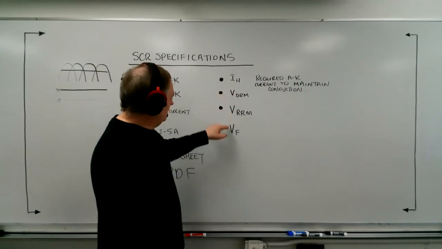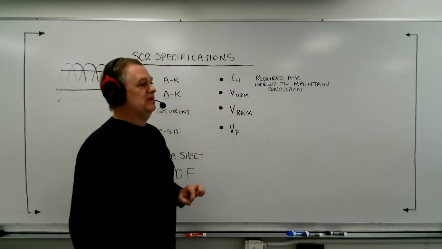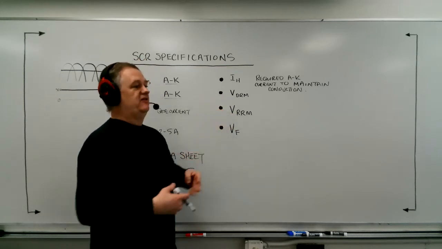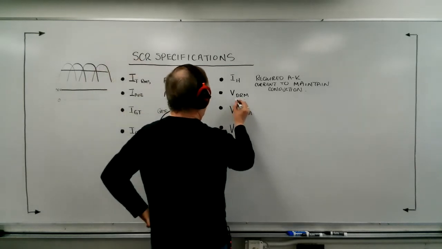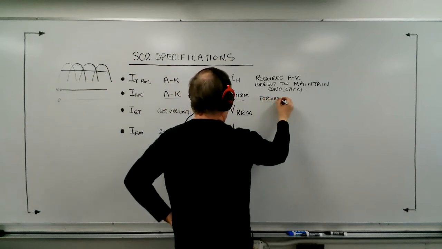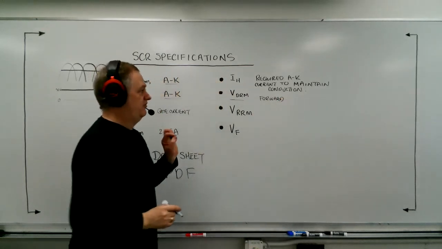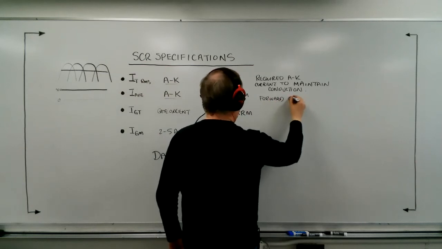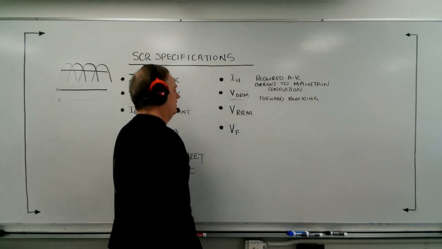Now, VDRM. These voltage ratings are all essentially quite interesting. The first two are blocking voltages. In other words, these are the ability of this device to actually remain open and block voltage. The first one is in the forward direction. In other words, if we do not give a gate pulse, this will block in the forward direction, forward blocking, and it will not conduct.